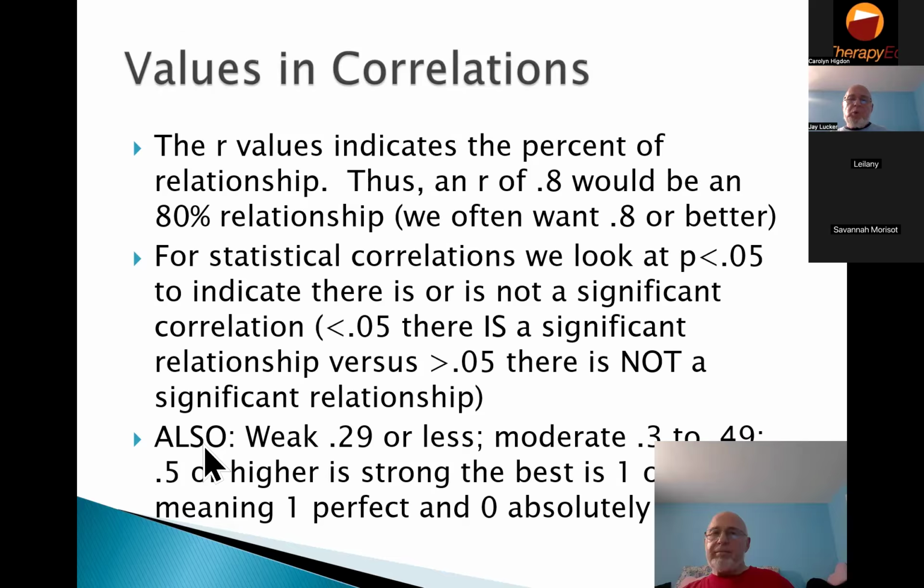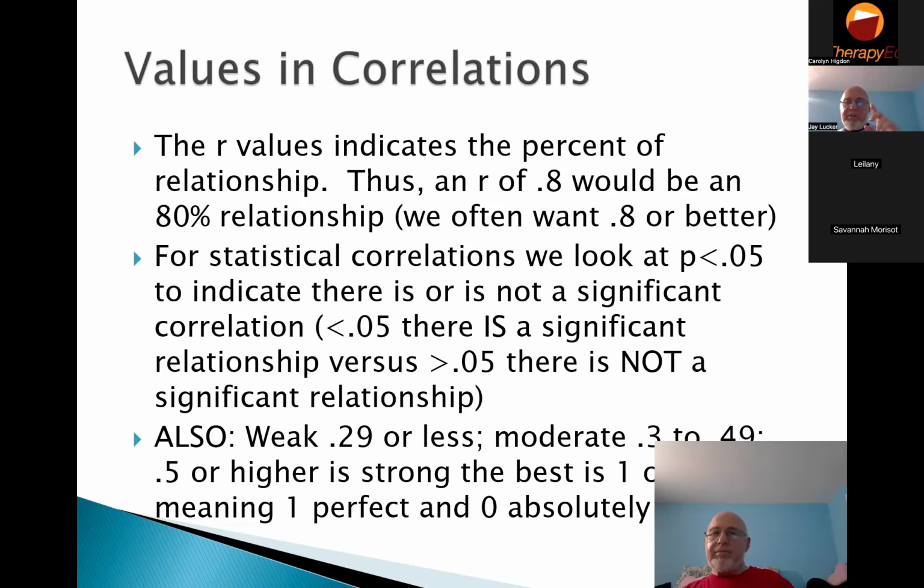Okay. A weak relationship is 0.29 or less. So if you get an R value of 0.28, 0.27, 0.29 or less, it's very weak. And I think you would agree, if it's weak, there's not a significant difference. Okay. Moderate, 0.3 to 0.49. It's a moderate degree.